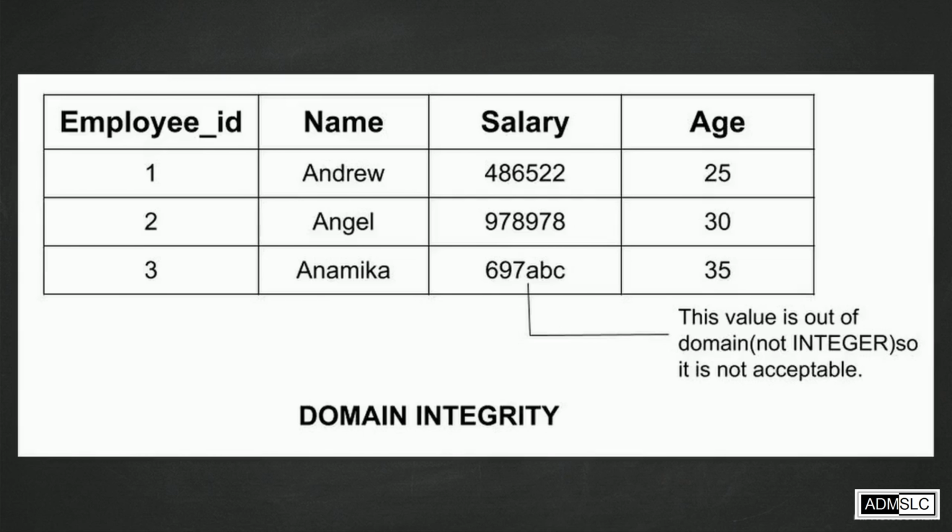This table illustrates a domain integrity violation. In the bottom row, the salary value 697ABC includes letters. Because the column domain is defined strictly for integers, the database flags this as an error and rejects the input.